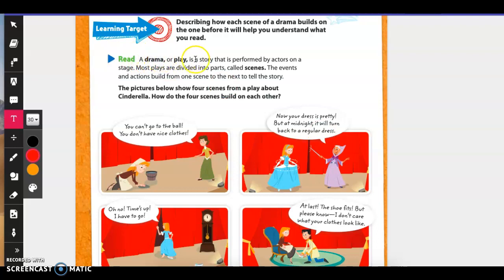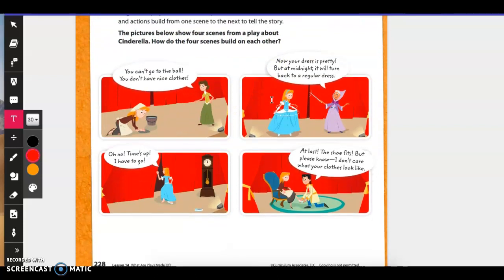So a drama or a play is a story that is performed by actors on a stage. Most plays are divided into parts called scenes. The events and actions build from one scene to the next to tell the story. The pictures below show 4 scenes from a play about Cinderella. How do the 4 scenes build on each other?